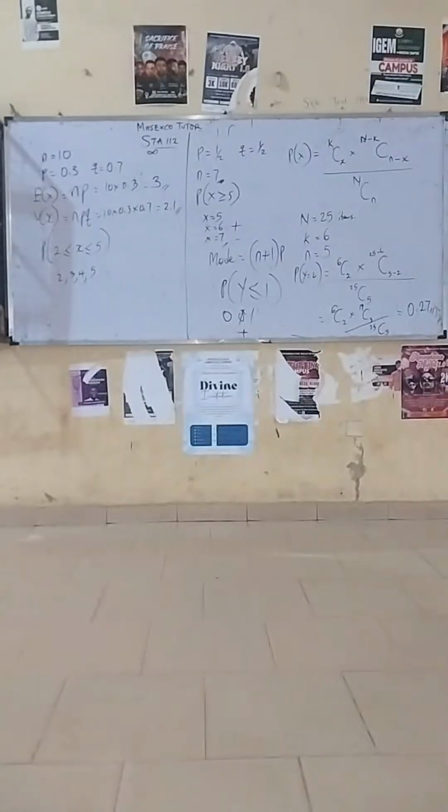Okay, there's also a question. Normal distribution is symmetric about dash. Options: variance, covariance, mean, mode. Mean is the answer. Normal distribution is symmetric about the mean.